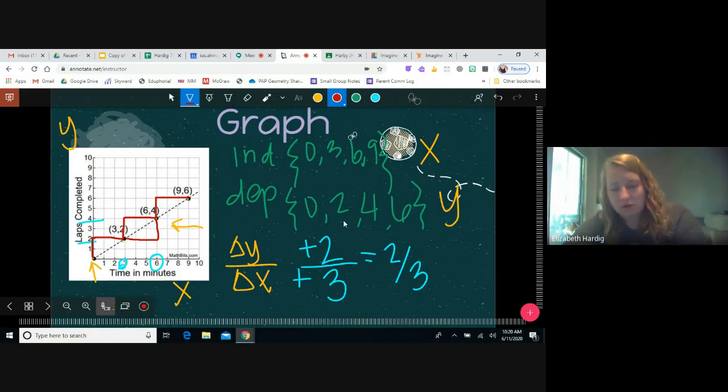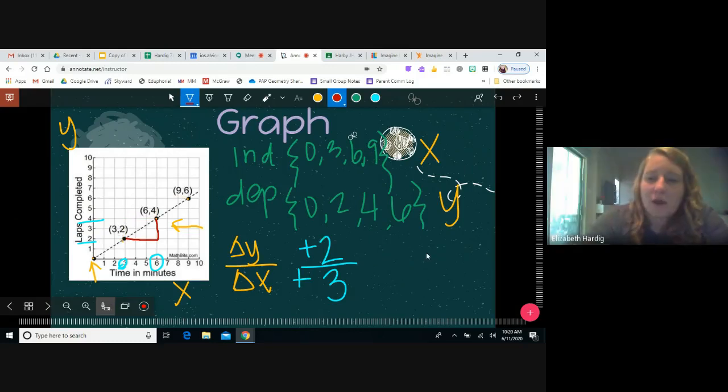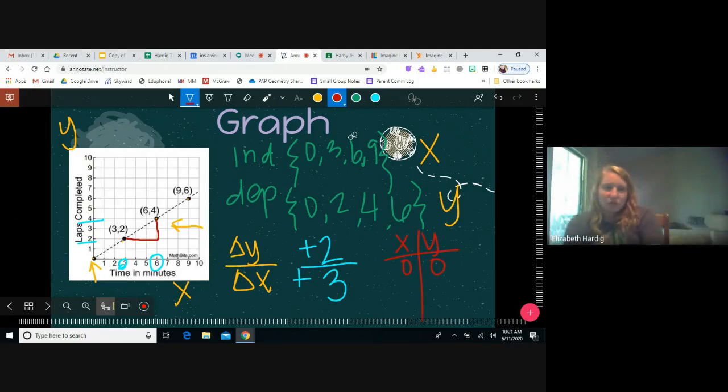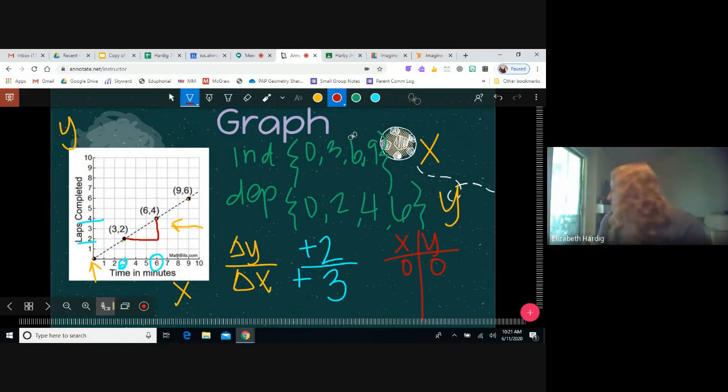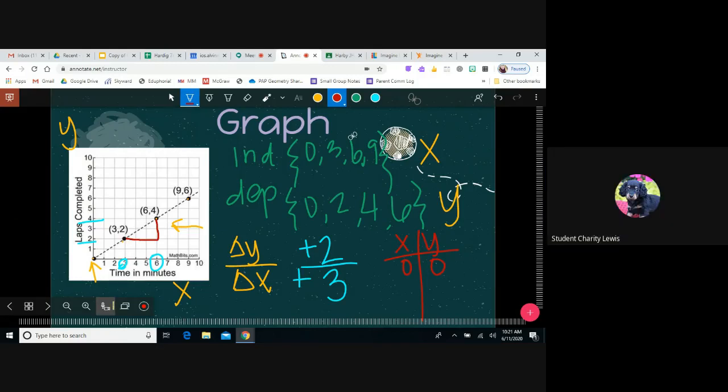Good. Next one. Could I also make a table out of these? Yes. So if I make my X and Y table, the first one would be 0, 0, which means this is what kind of relationship? Proportional. Very good. And what's the next point that I would put in there? 3 and 2. 0, 0, 3, 2, 6, 4, and then 9, 6.